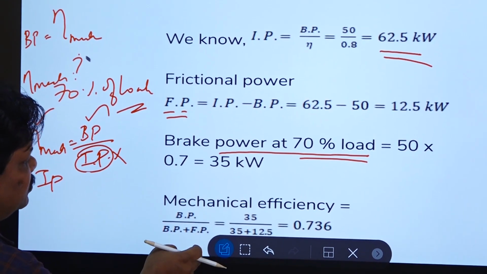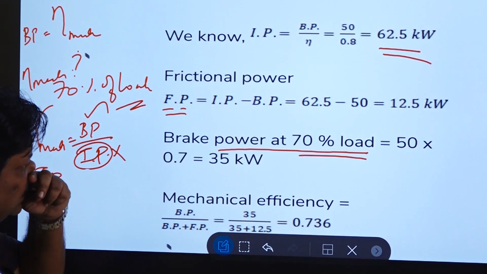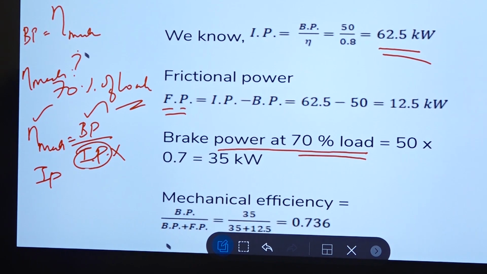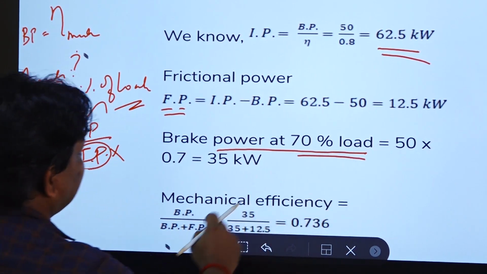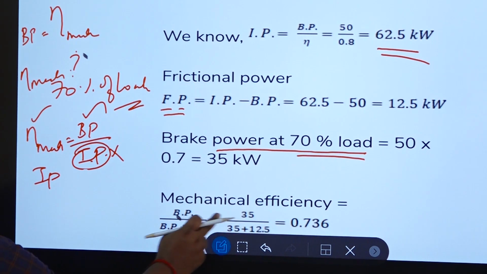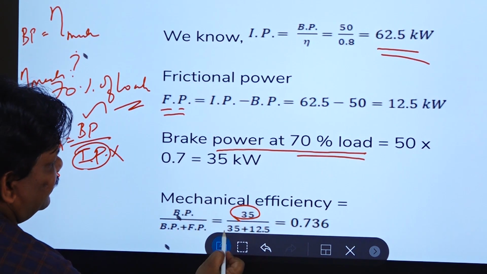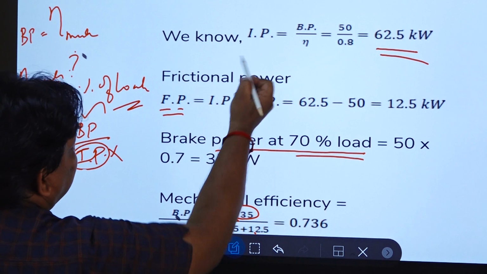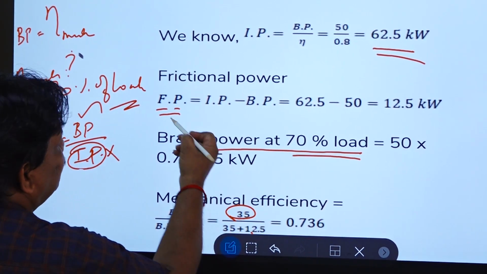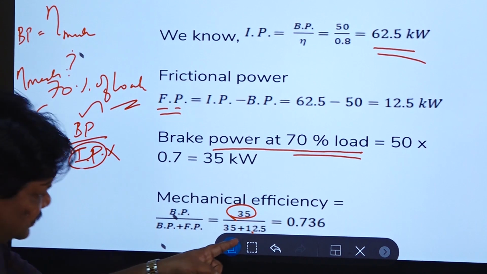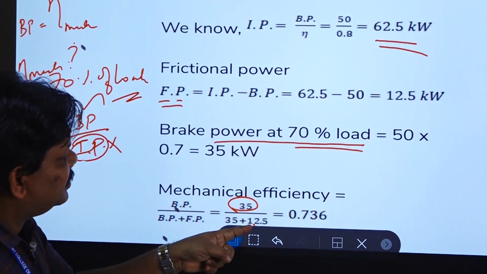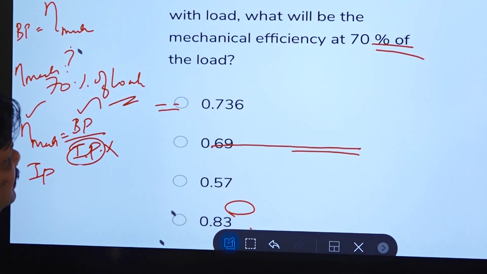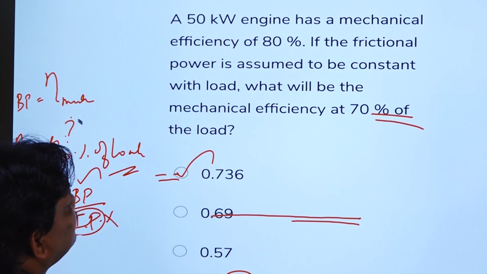Because you have to use this at the load which is 70%. So for the 70% load, what is the brake power? You have to find that, it is 35 divided by 35 plus frictional power. You cannot substitute the same indicated power here. So for that only you are going to find this frictional power separately. So that is 12.5. So you will get the value as 0.736. 0.736. So this is the answer.